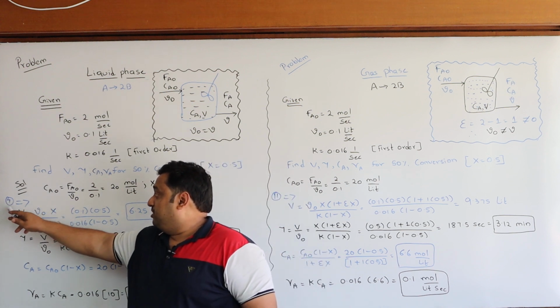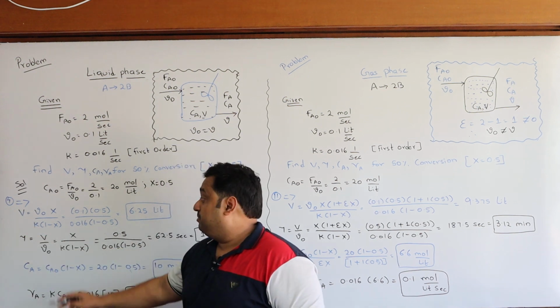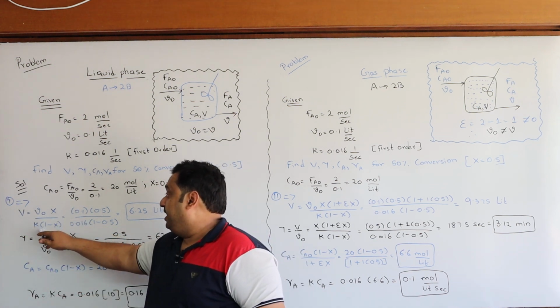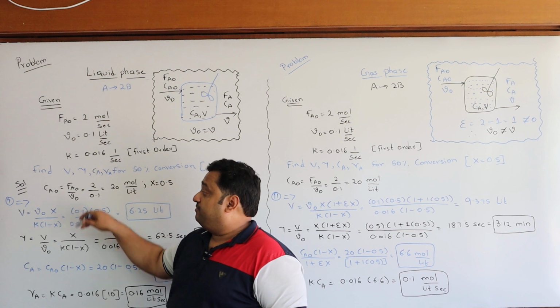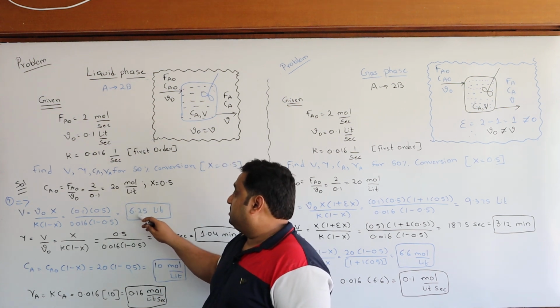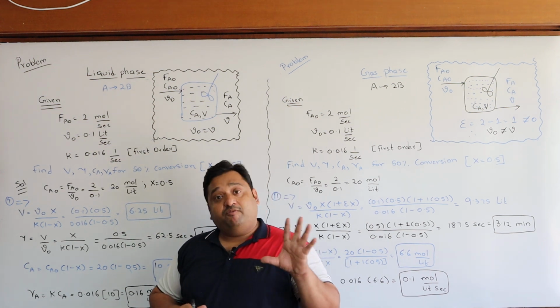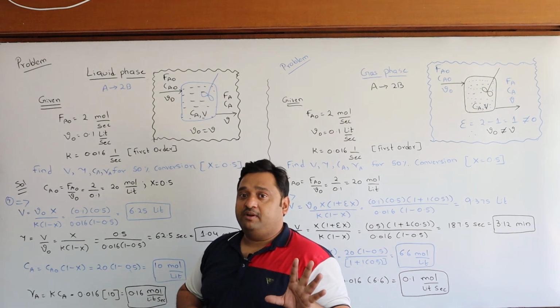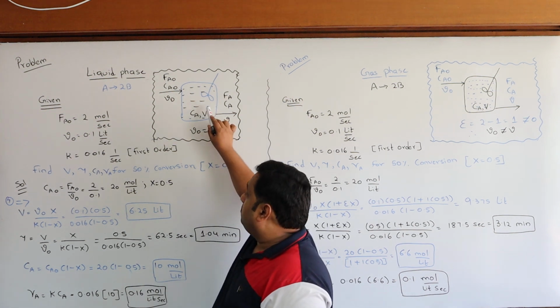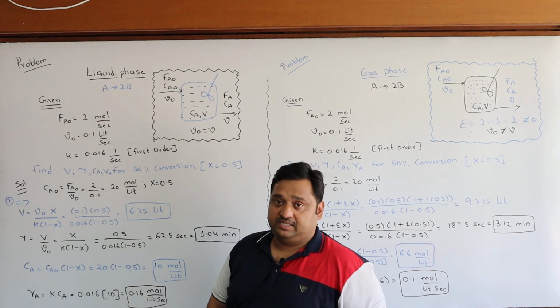Let us use equation number 7 to find the volume, which is the volumetric flow rate times X divided by K times (1 minus X). If you substitute the values, you get 6.25 liters. That means for 50% reaction to happen, you need a reactor volume of at least 6.25 liters.